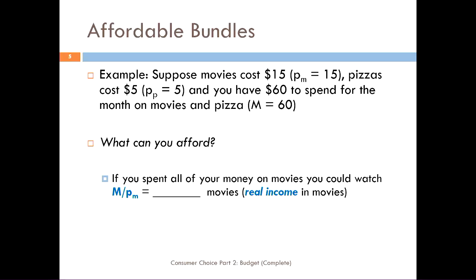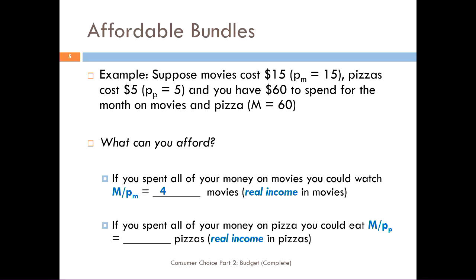Okay? If you spent all your income on movies, how many movies could you buy? Well, you have $60, movies cost $15, so if you spend all your money on movies, you could buy 4 movies. Or watch 4 movies. I guess you could rent them. Right? Likewise, if you spend all your money on pizzas, how many pizzas could you eat? Well, you have $60, pizzas cost $5, so you could have 12 pizzas.